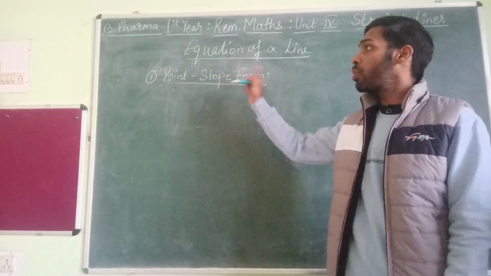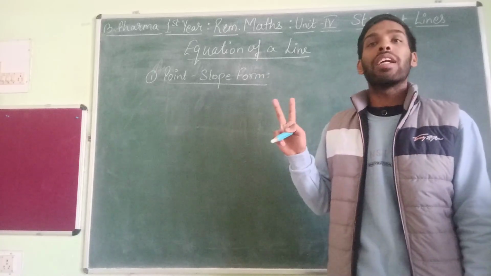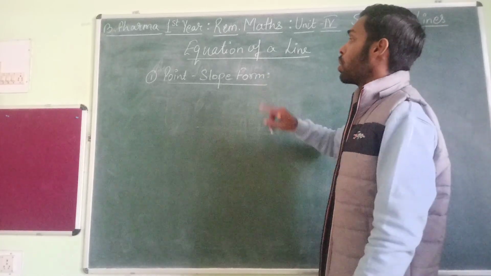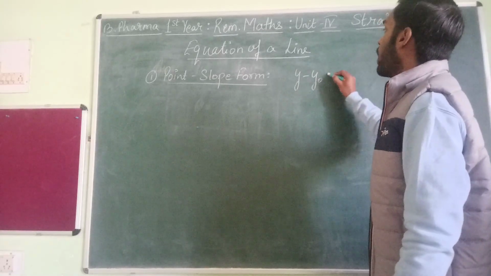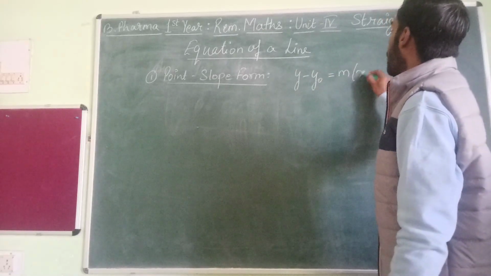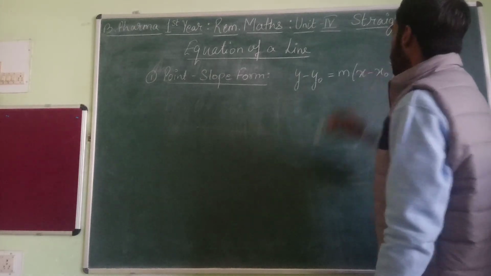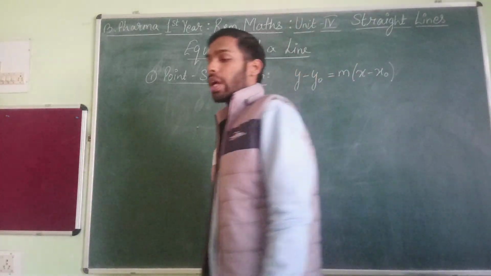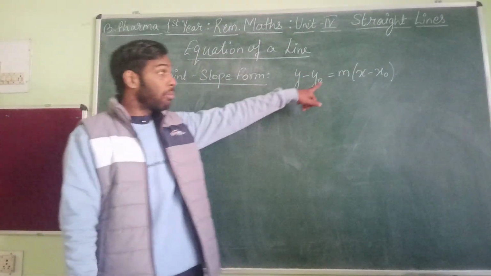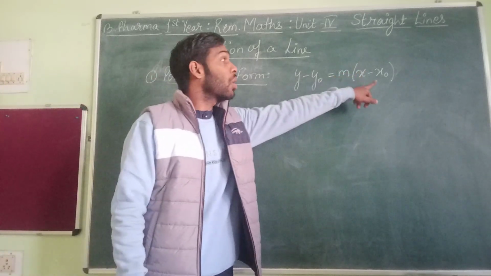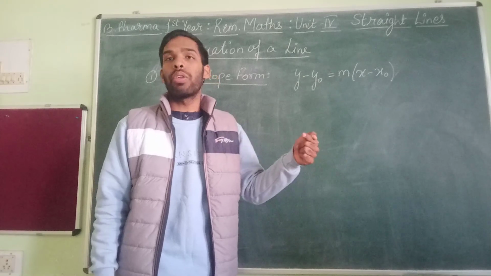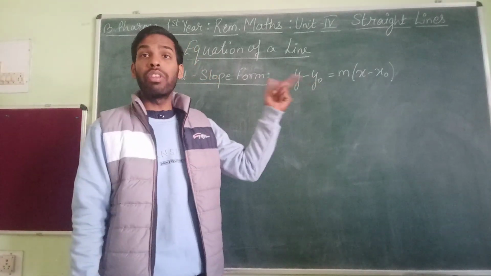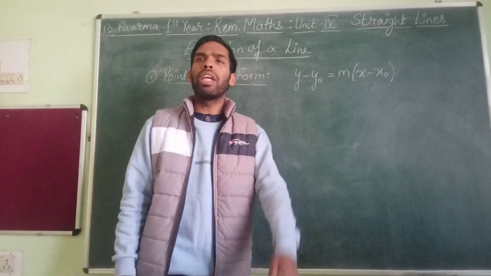ठीक है, if we have to use point slope form, if these two things are given, then we can use point slope form to find out the equation of a line, that is y minus y naught equals m into x minus x naught, where m is the slope of the line and x naught, y naught is the coordinates of the given point. Let me give an example.